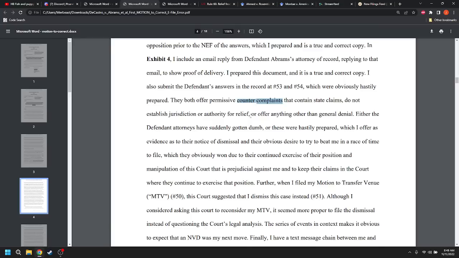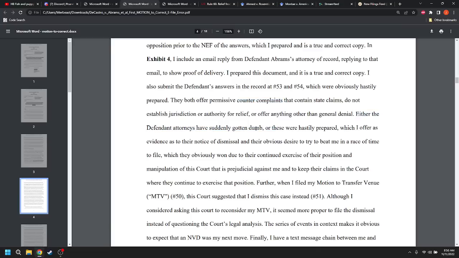Well, they don't have to. They are permissive, as you said, and the court can infer that permission. It's a counterclaim. They don't have to establish the initial jurisdiction that the court would have. "Offer anything other than general denial." Well, that's all they have to offer.